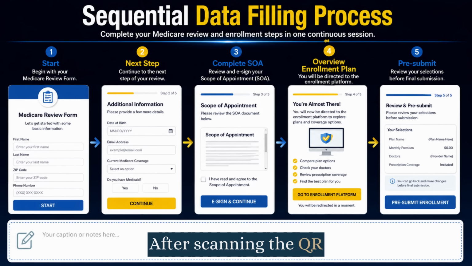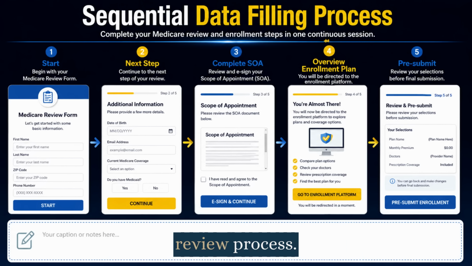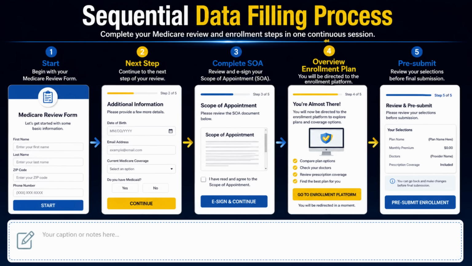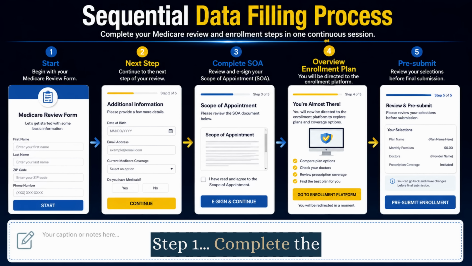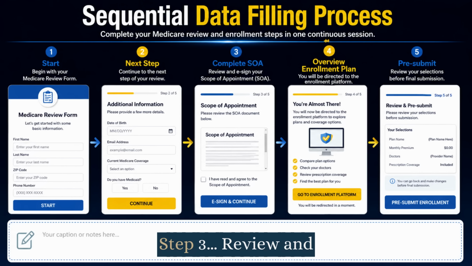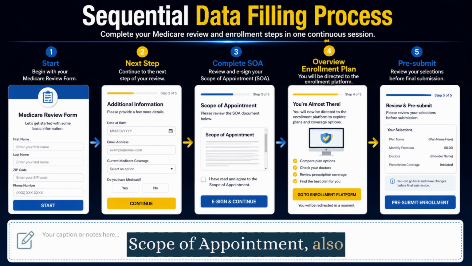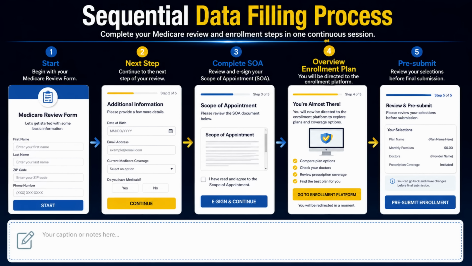After scanning the QR code, you will enter a simple step-by-step Medicare review process. Step 1. Complete the Medicare review form with your basic information. Step 2. Provide a few additional details to help personalize your review. Step 3. Review and electronically sign the required scope of appointment, also called the SOA.